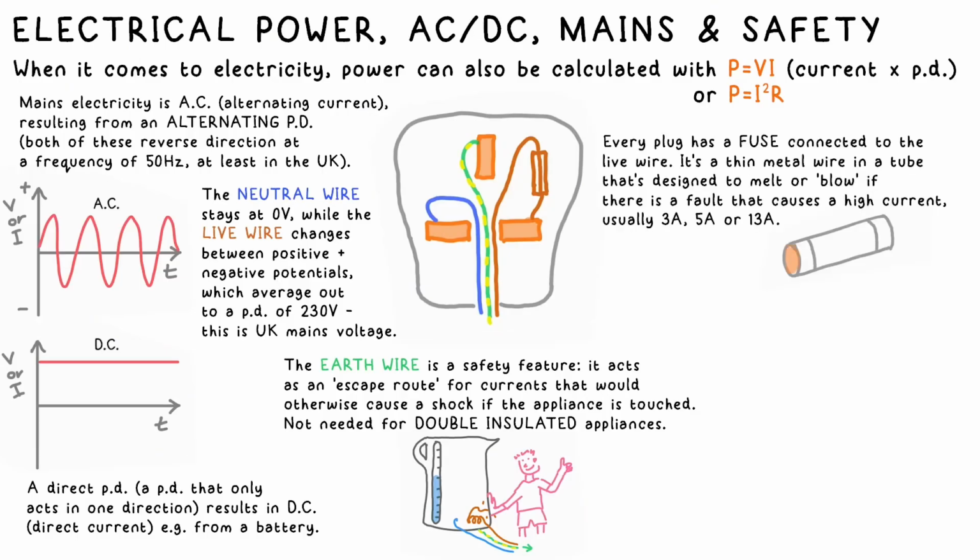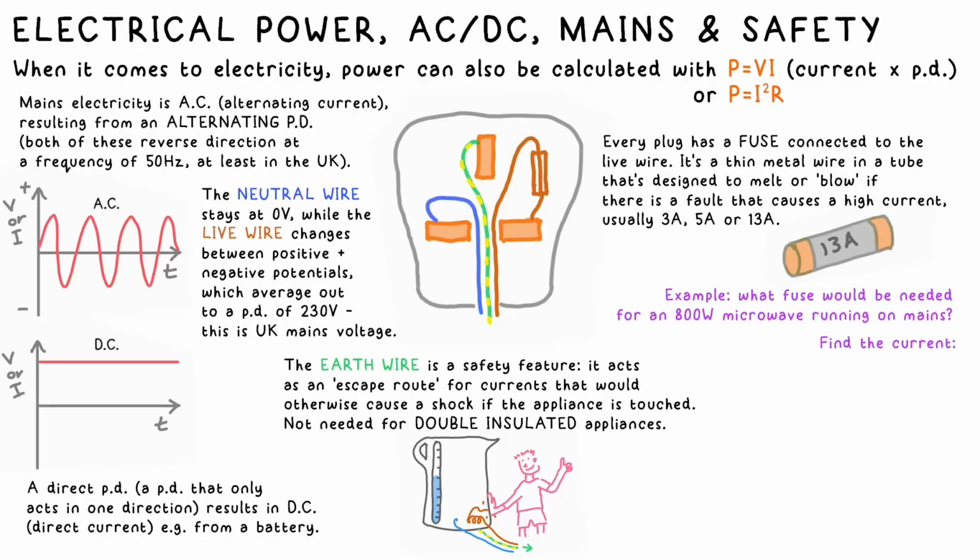Also in a plug, a fuse is attached to the live wire, which is designed to melt or blow if the current exceeds a certain number of amps, usually 3, 5 or 13 amps. If something goes wrong in an appliance, the current may well spike, so the fuse will blow before too much damage can be done to it or the user. You may need to use P equals VI to calculate the normal operating current for an appliance to deduce what fuse should be used in the plug.